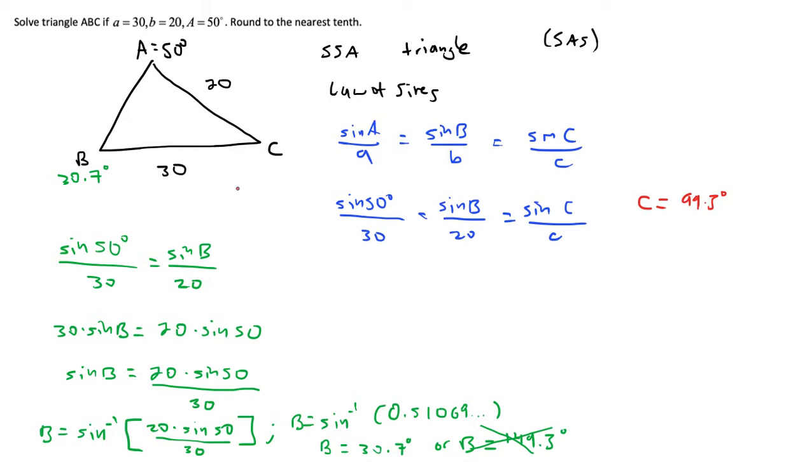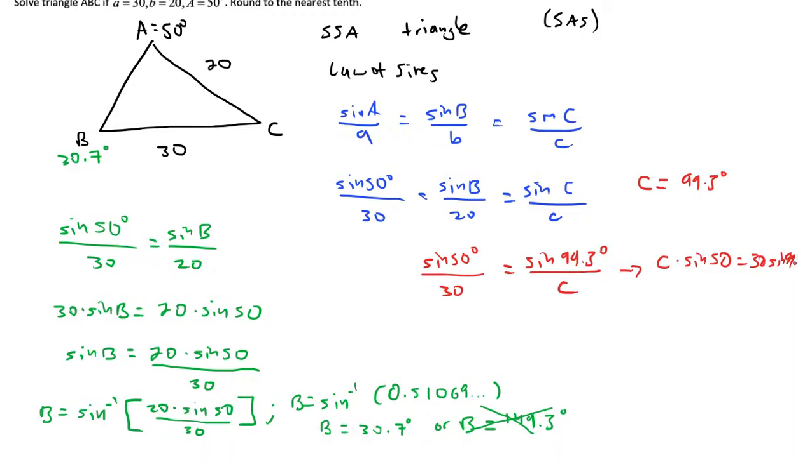Remember, this is called an oblique triangle. It's not a right triangle, so we cannot use the Pythagorean theorem here. You have to use the law of sines. So the sine of 50 divided by 30 equals the sine of 99.3 divided by C. Once we cross multiply this, we get C times the sine of 50 equals 30 times the sine of 99.3. Sorry, running out of space there.